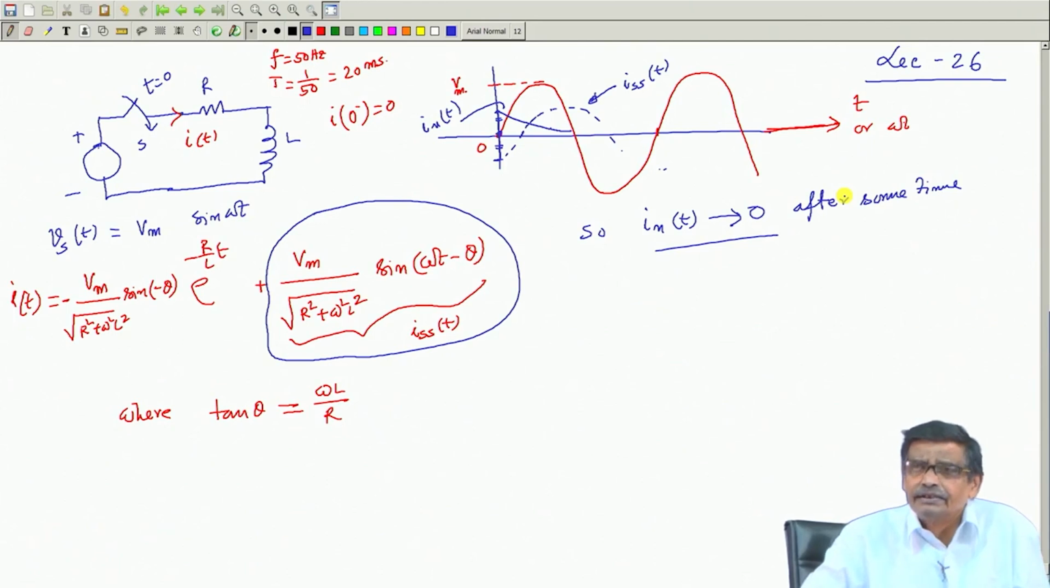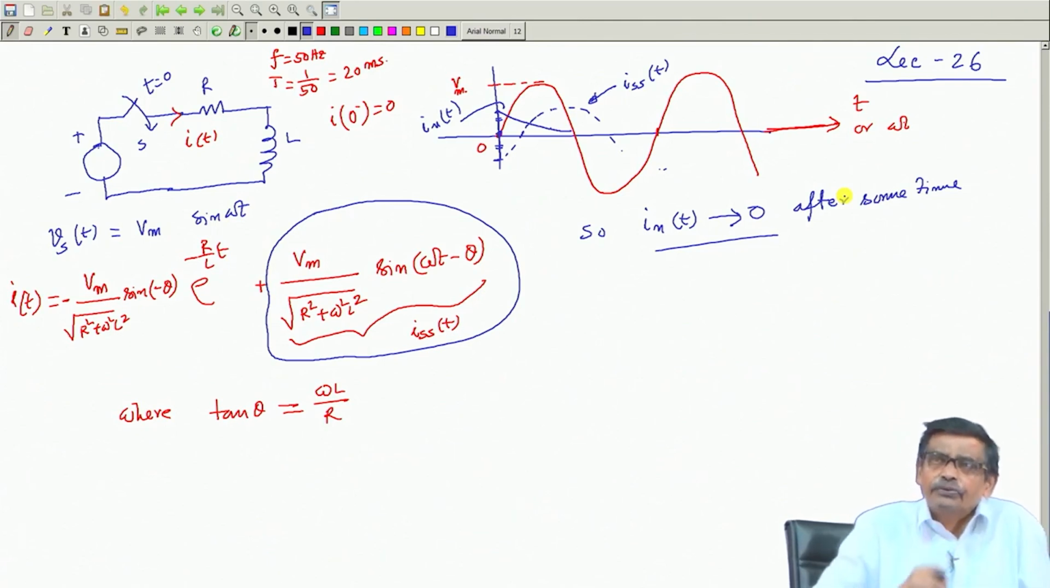So, steady state current: suppose you have energized your fan in your room, the machine accelerates, there are some transients initially, but after that everything is in steady state, current drawn from the supply is only sinusoidal. So, who bothers about that transient which lasted for few milliseconds initially? That is the idea.